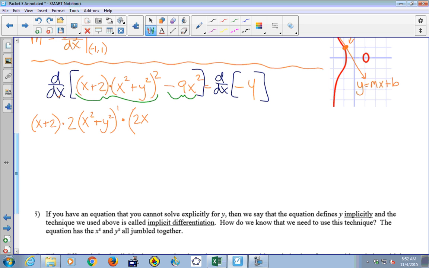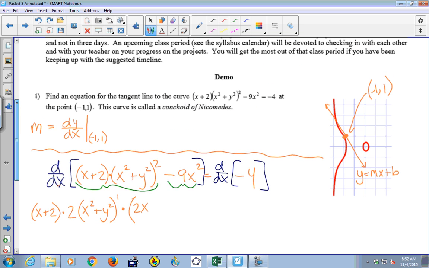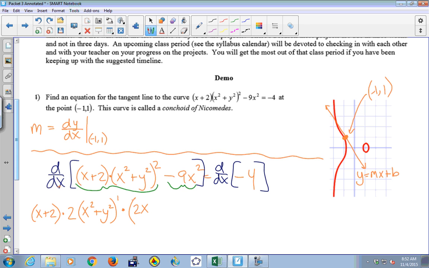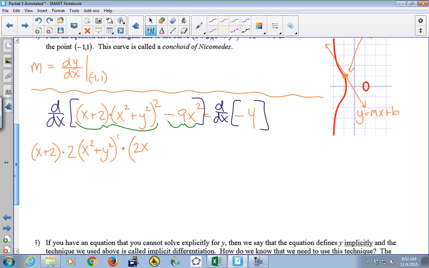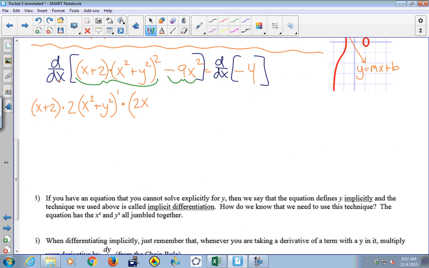Y is actually a function of x, because I could solve this equation. One way to approach this problem would have been to solve for y in terms of x, and then do the derivative that way. So y is a function of x, so I have to do the chain rule here. Imagine, instead of y squared, that says f of x squared, because y is a function of x. So it's a chain rule. You bring the 2 down, you copy the stuff, but then you still have to multiply by the derivative of the stuff.